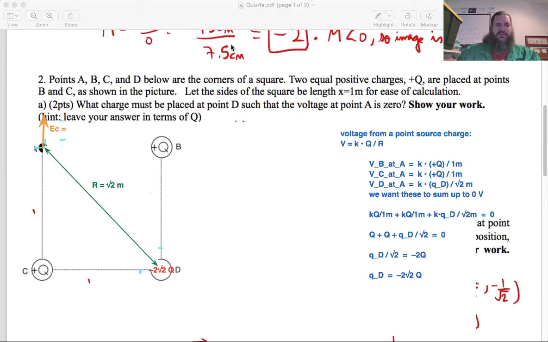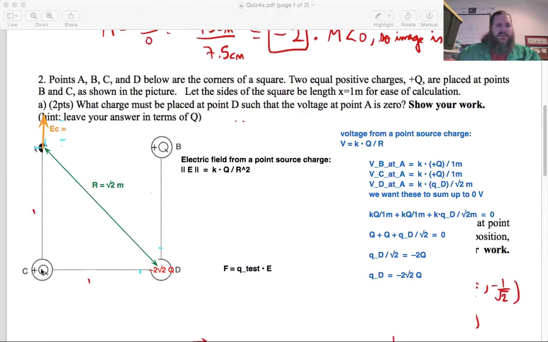What's your usual formula for electric field caused by a point source? Is it just QE? Well, that's the formula for force. If you already know the electric field, force is test charge times electric field. Is it K, the KQ divided by R squared? Yeah, that should work. The universal constant K times the source charge divided by the distance squared.